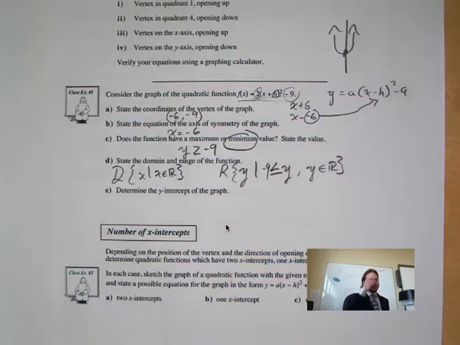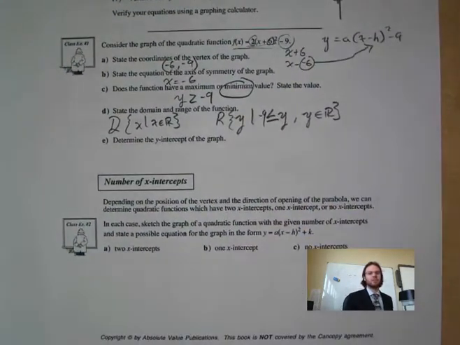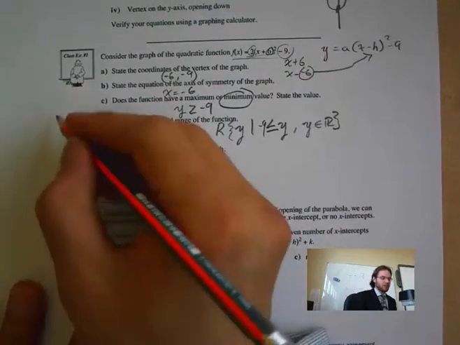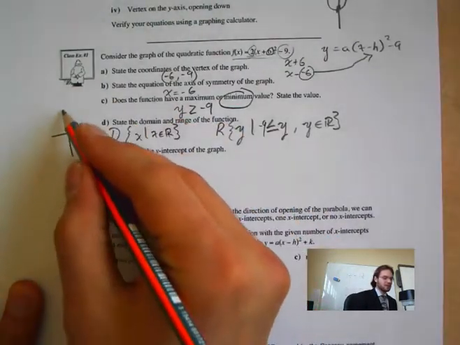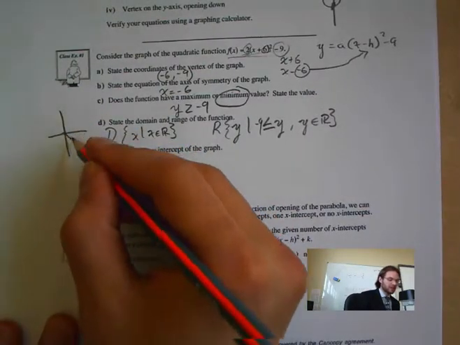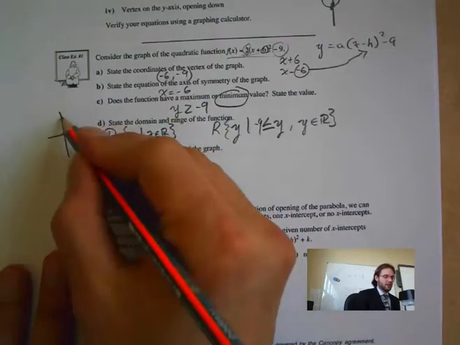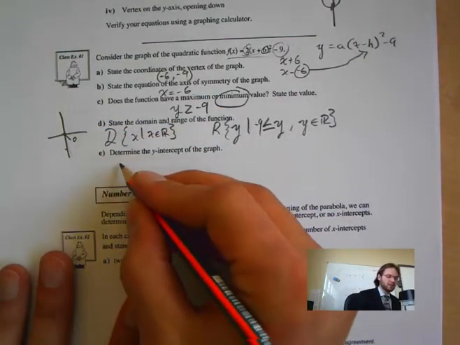Okay? So determine the y-intercept of the graph. Now, how do I determine the y-intercept? The y-intercept, if I look at my axes, is this line here, and that's when x is equal to 0. At this line here, my x value is 0, no matter what. So I'm going to put in 0 for x.